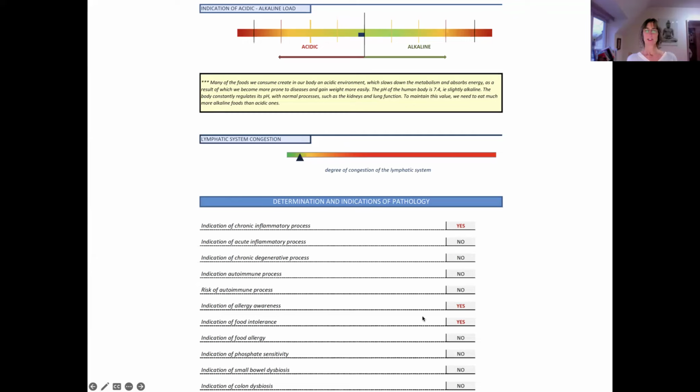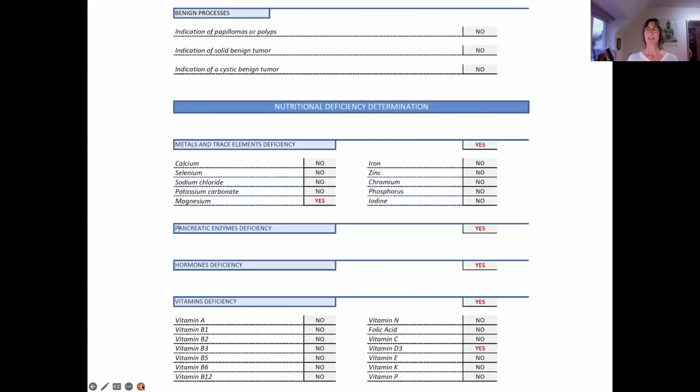So if there's a food intolerance, and in my case it said yes, what that means is that there's some food or some foods that I've been eating a lot of regularly, and they have overloaded my pancreas. So my pancreas can't create enough enzymes to deal with those foods that I've been overloading it with. So if there's a food intolerance, it will show up here as a yes to pancreatic enzyme deficiency.